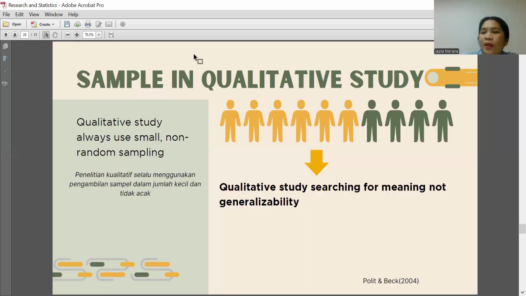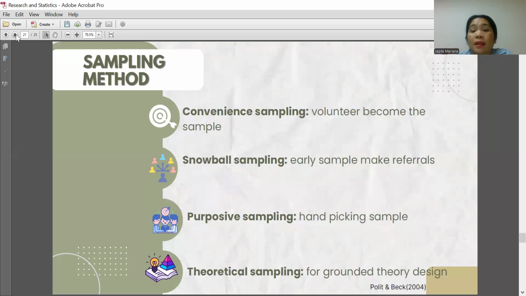So that's all for the quantitative study. Now you already know how to determine your sample, how to choose your sample from your population. Right now we're going to the qualitative study. In qualitative study, we always use small and non-random sampling. Qualitative study is searching for meaning, not generalizability. We are looking for the meaning, what they say about what you ask. So it's not about the number, it's about the quality, like the name.